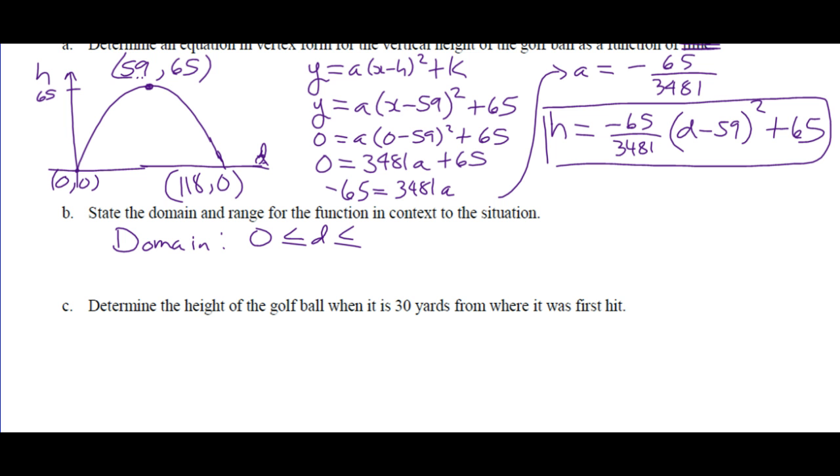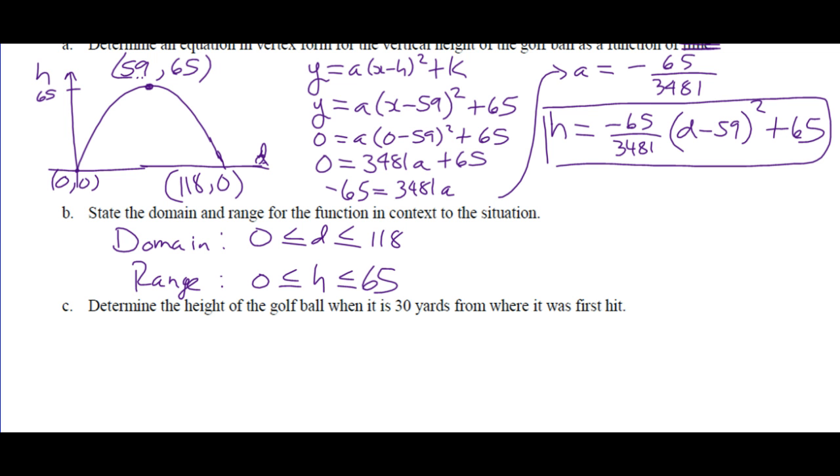What's the domain and range? The horizontal distance is from 0 to 118. And the range, the height, goes from 0 to 65. Just make sure you're pulling the right numbers. Domain is x values, and range is y values.